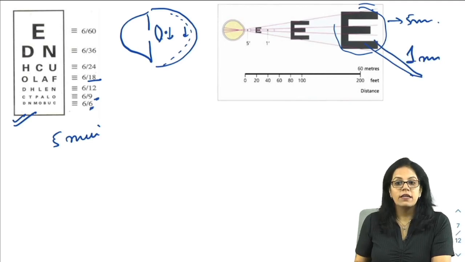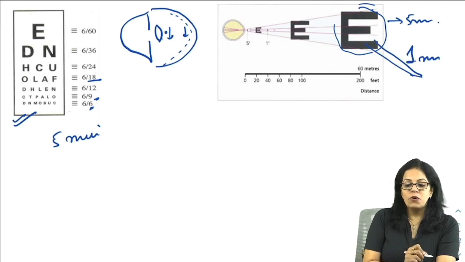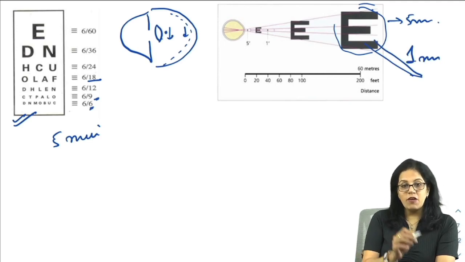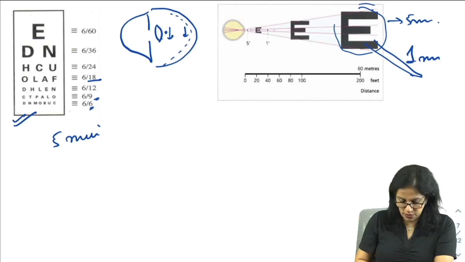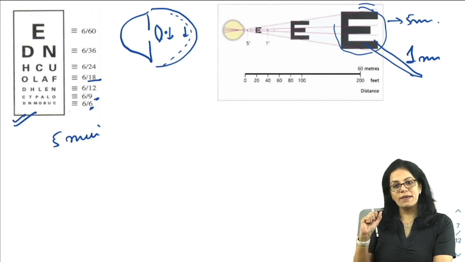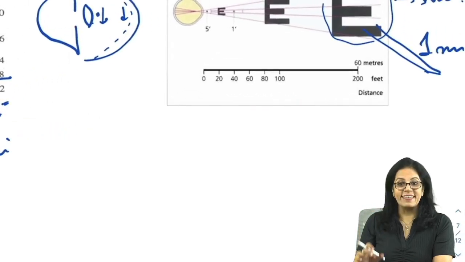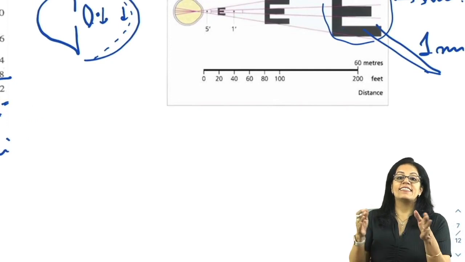Okay, where this angle is subtended at the nodal point of the patient's eye. Now you will be thinking, how is it possible? E is so big, last line is so small. How can it subtend the same angle? This is what is depicted here. What is different is the distance.